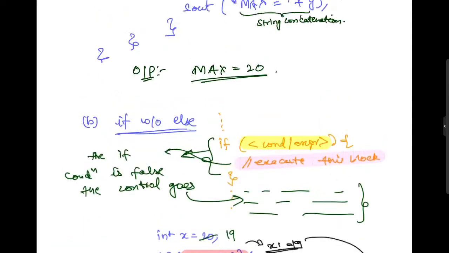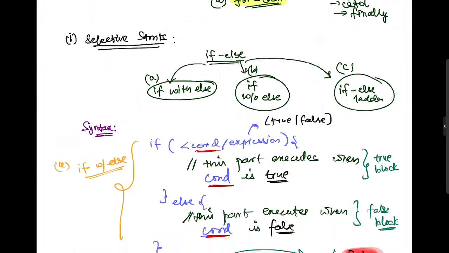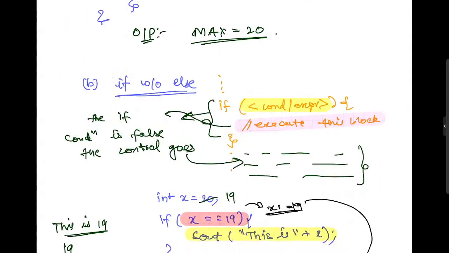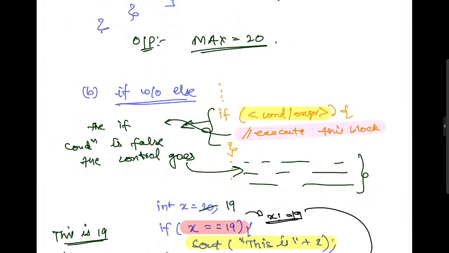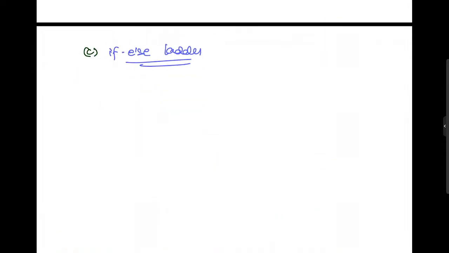Okay, so that is the example for this. Now we have the if else ladder. We have covered if else, if with else, and if without else, and now we are covering the if else ladder. So for the if else ladder, again, let's go with the syntax.